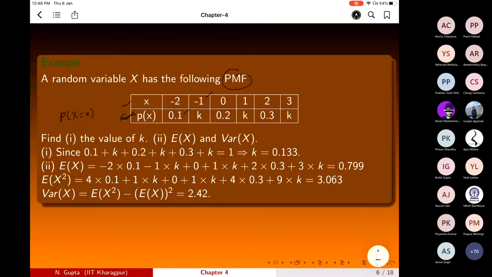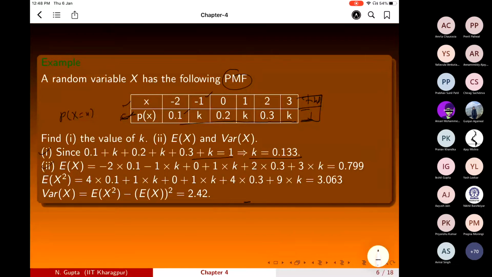Because we know that the total probability is 1, total integration, or here in this case total summation, is 1. Therefore 0.1 plus k plus 0.2 plus k plus 0.3 plus k should be 1. So k is 0.133. So what is the mean?